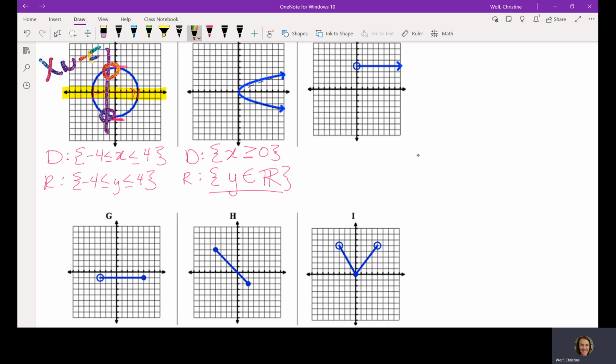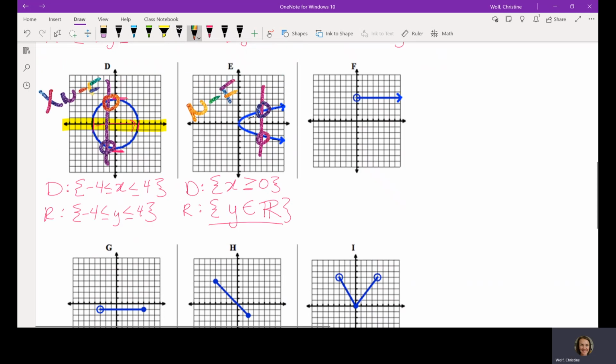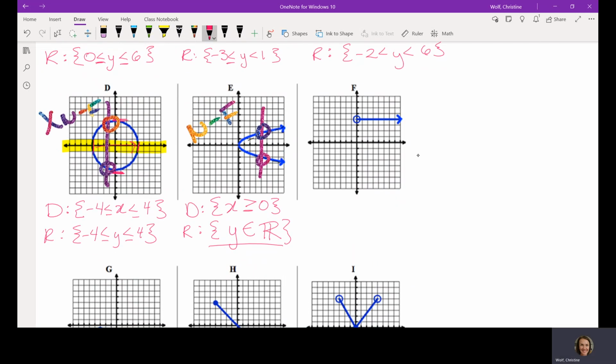And is it a function? No, because it touches in 2 spots. Non-function. All right. This one here, domain, how far to the left and how far to the right. I know that it starts right here at a value of x is 0.